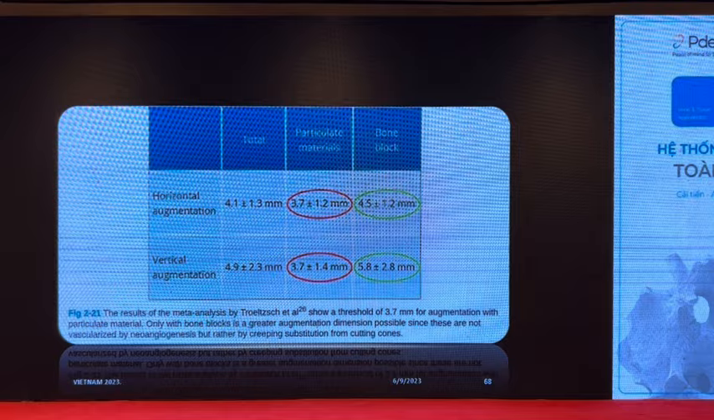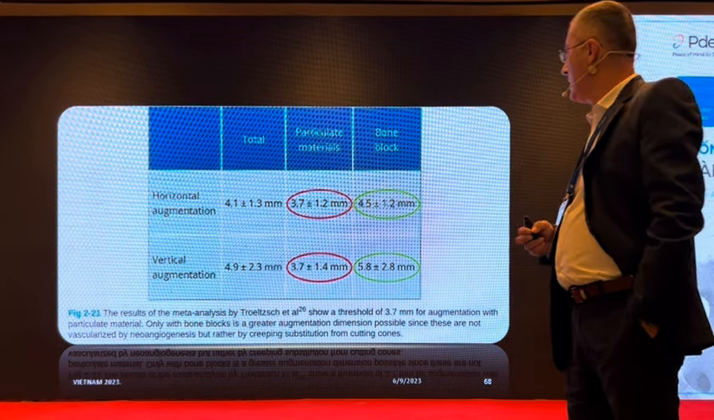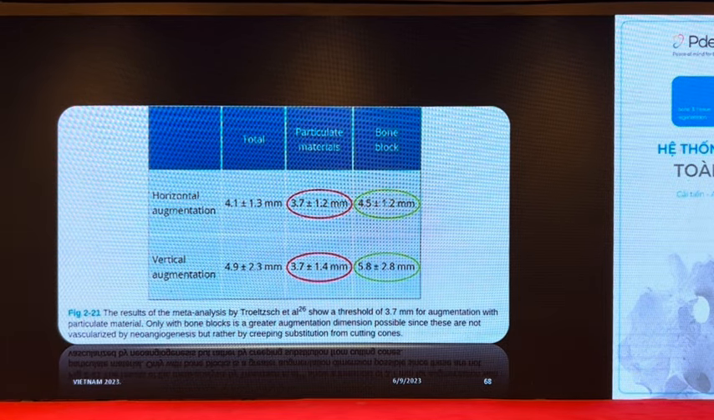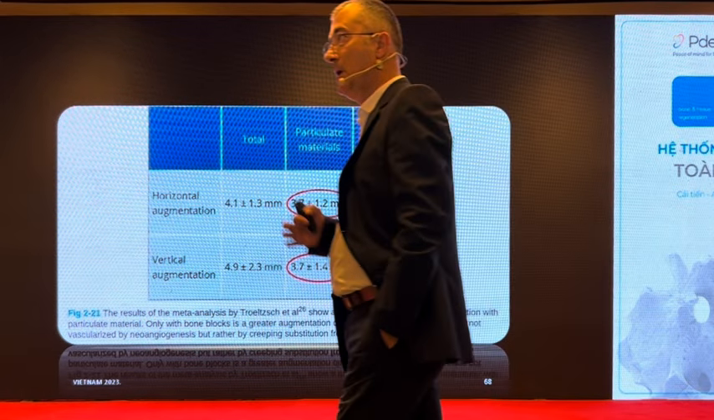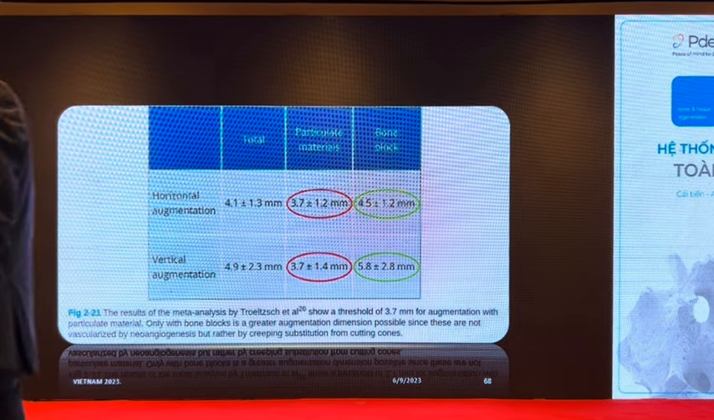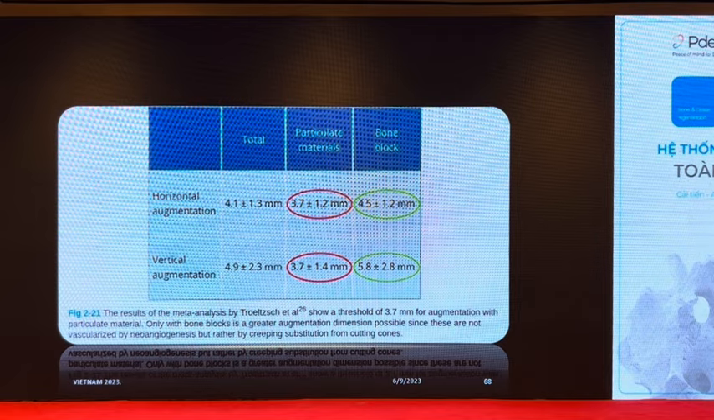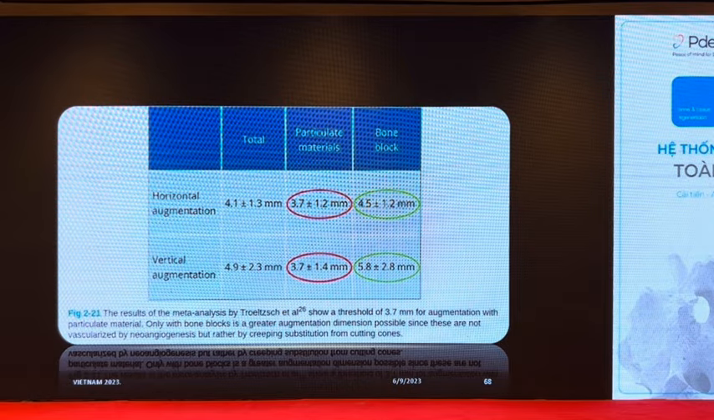As you can see in this meta-analysis, if you need horizontal and vertical augmentation with particulate materials, you can get only 3.7. If you need more, you must use a bone block, doesn't matter from which region, from the mandible or hip.